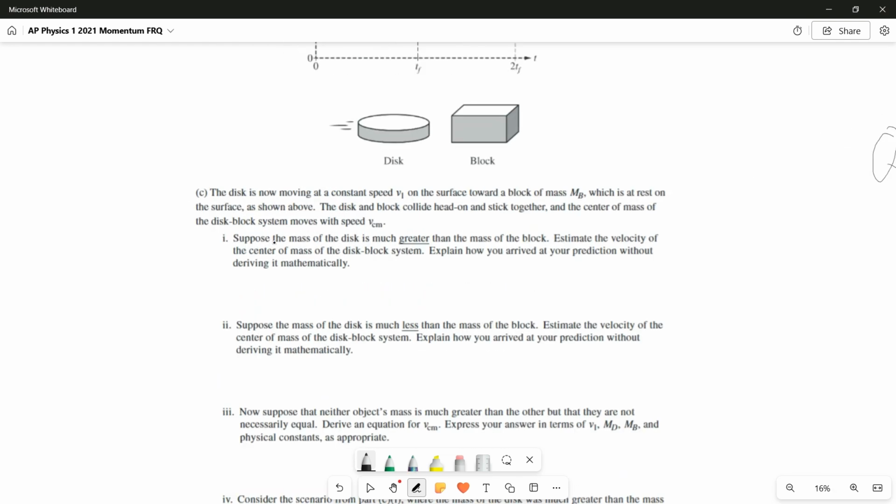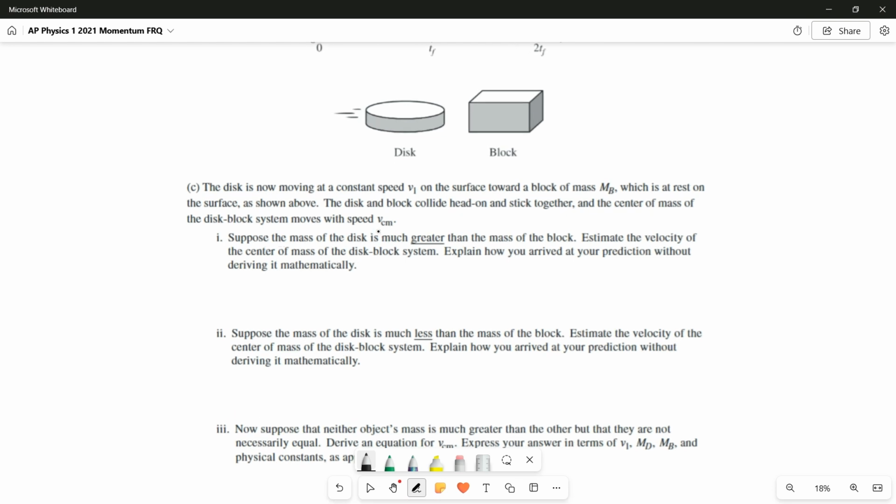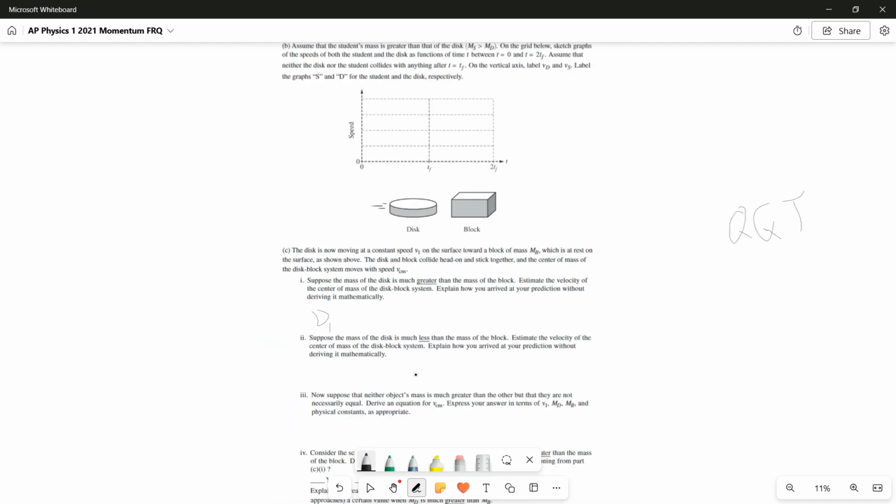Okay, for part C, we have to determine an expression for the velocity of the center of mass if the mass of the disk is much greater than the mass of the block. Well, we could think of a very, very massive disk traveling at a constant speed v1, hurtling towards a small, small block. Well, the block isn't going to do anything to the disk, so the velocity of the system should in theory still be the same. So it should still be v1. Alright, there's no reason for it to not be v1.